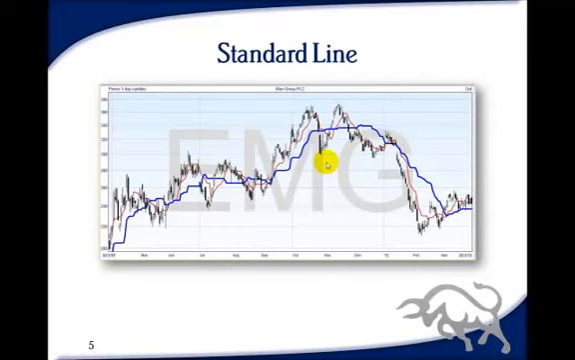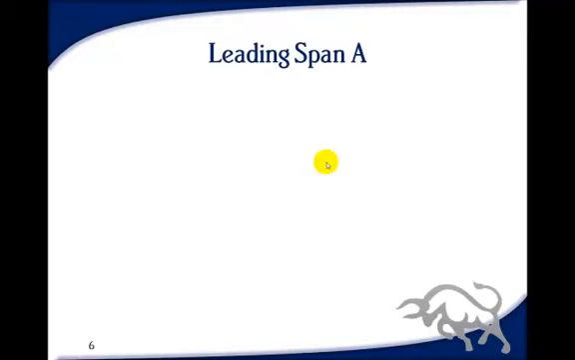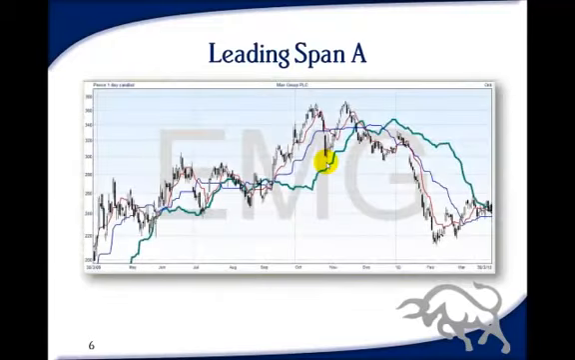So you can see how it's not a very jerky line, but it's sort of like a 26-day moving average, and that's how in a way it can be used. Now we get to the interesting half of the Ichimoku technique. Now we get to the cloud lines.